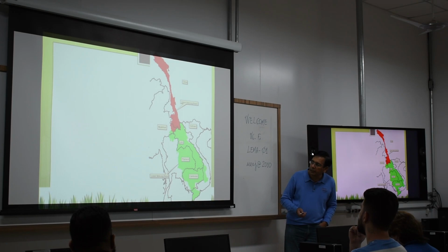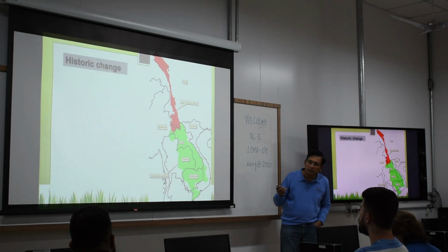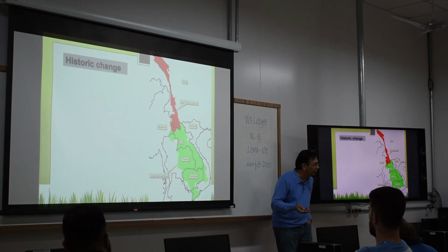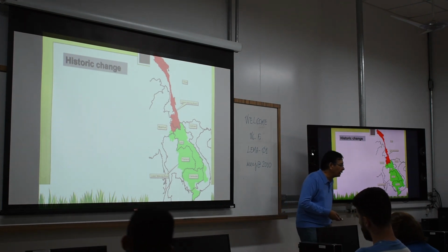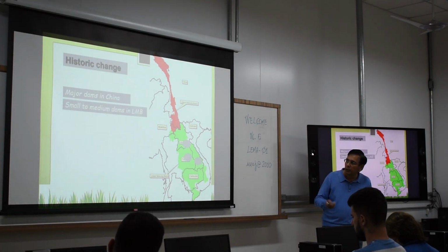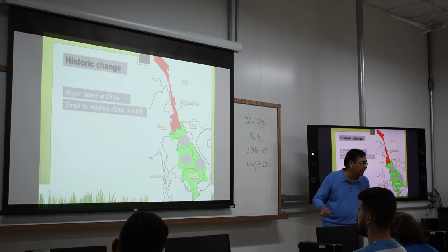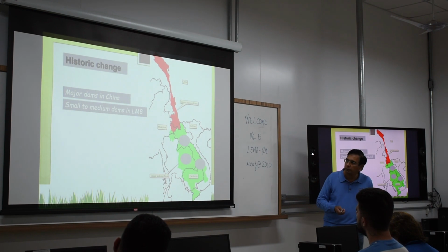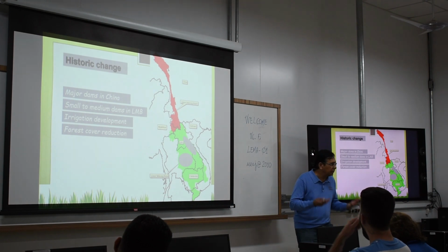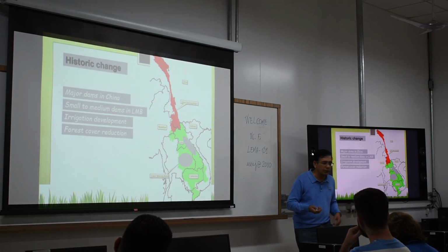So what are they doing with that actually? They are trying to look at how the change in management by China is going to impact the lower countries. So they are looking at all the major dams in China using SWAT. They are also looking at the small and medium dams like hydropower dams and irrigation dams in Laos and Cambodia. And then irrigation development, forest cover reduction, meaning removing forests to do agriculture and things of that nature.